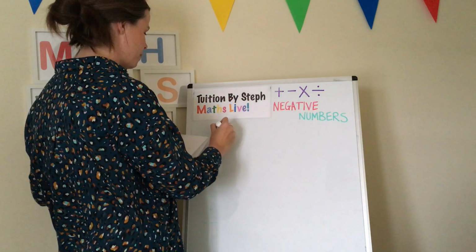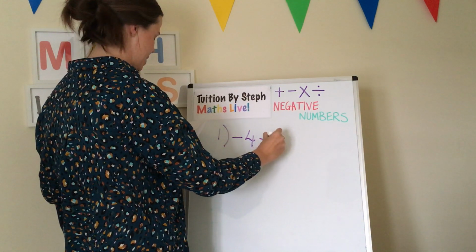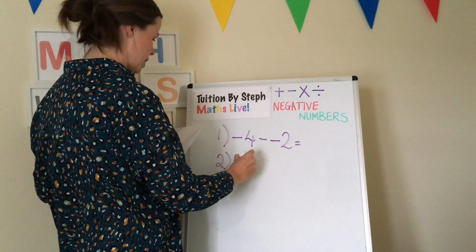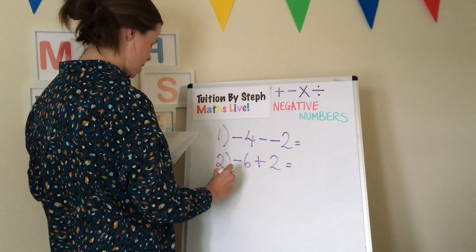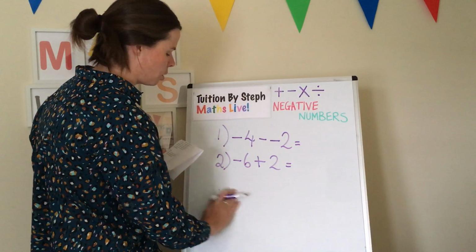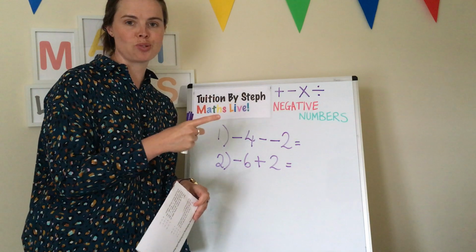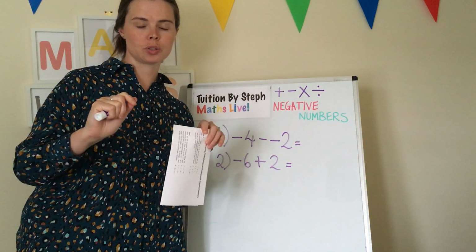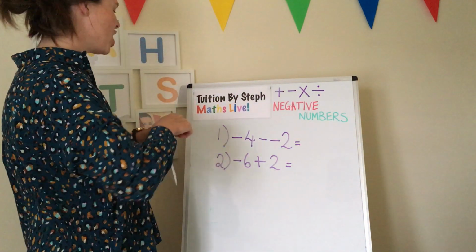So question 1 is negative 4 take away negative 2. Question 2 is negative 6 plus 2. And question 3 is 10. Actually, I'm going to just do 2 questions because we've done that. I want to just do the adding and subtracting, and then we'll go into multiplication and division. So, are you ready? Steady. Pause. And now you will have unpaused. So let's have a look.